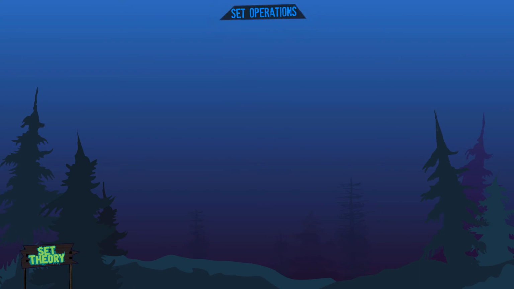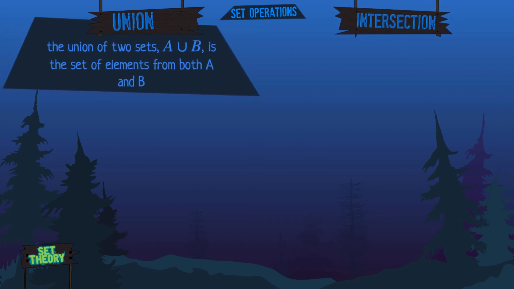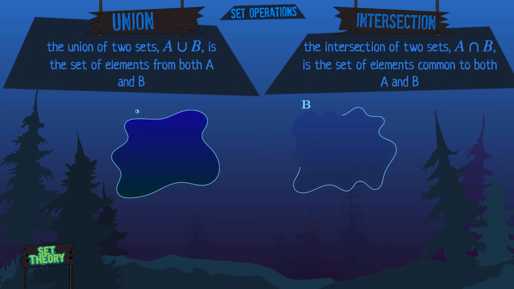All right. So set operations. First, union and intersection. The union of two sets, A union B, is the set of elements from both A and B. The intersection is the set of elements common to both of those. So whatever they have in common will be inside of the intersection. So let's say that we have a set A, and it contains these elements, a set B with these elements.